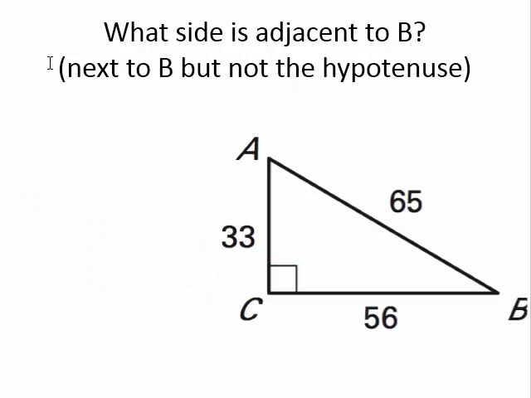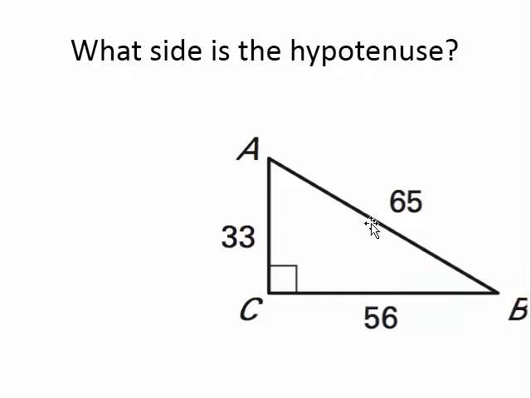The next word we're going to take a look at is the word adjacent. Now adjacent means next to, but not the hypotenuse. The adjacent side is never the hypotenuse in trigonometry, so if we take B, we want to find what's adjacent or next to it. We'll look at 56. 56 is the adjacent side, or CB.